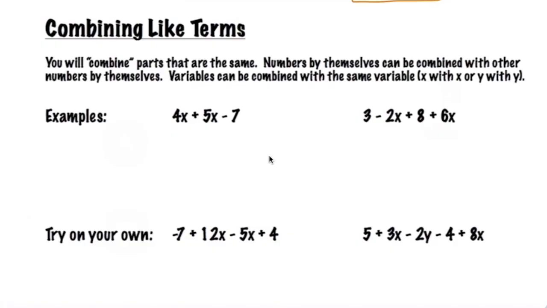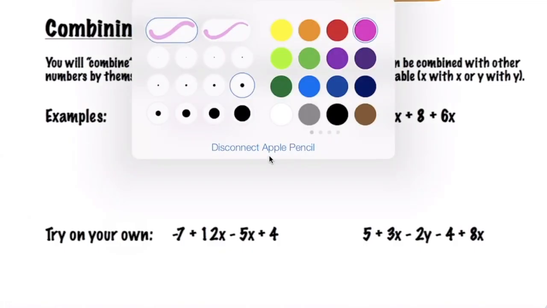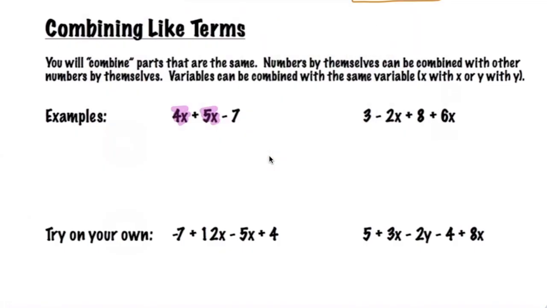In these problems, I like color coding to make sure that we're keeping track of our parts. So I'm going to start by, in our first example, color coding my two terms or parts that have an x. Then I have the 7 that is separate. That's a number by itself.